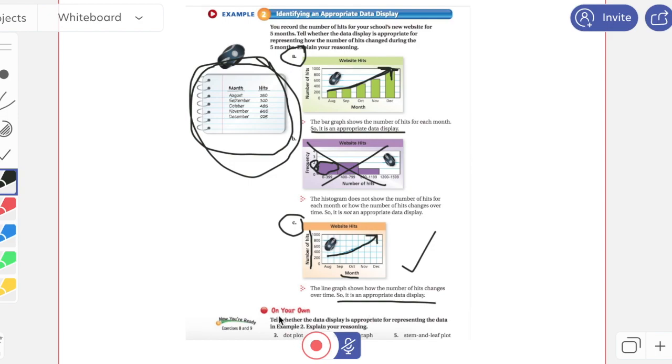So the last ones, if you want to go: tell whether the data display is appropriate for representing the data in example 2. So what about a dot plot? Would I want to use a dot plot on this example right here? Go back to your list of all your data displays. A dot plot shows the number of times each value occurs in a data set. So think about if that would make sense or not. Would that make sense? And the answer for that would be no, a dot plot would not make sense. Well, what about here, a stem and leaf plot? Well, would I want to show a stem and leaf plot? No, a stem and leaf plot would not show how the number of hits changed over time.